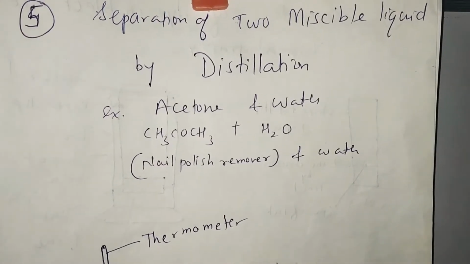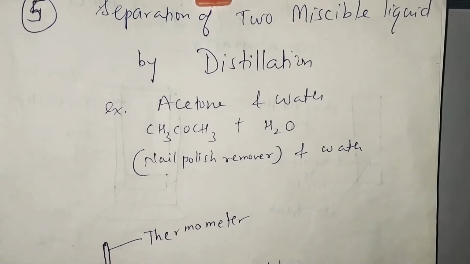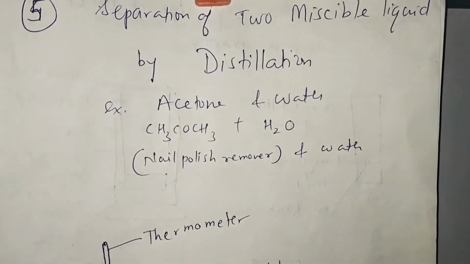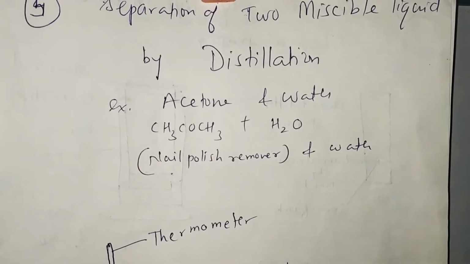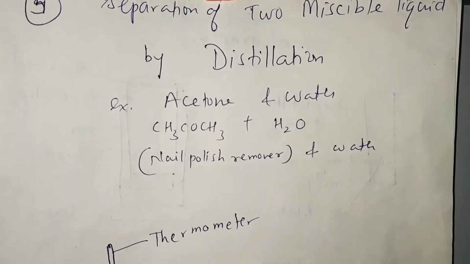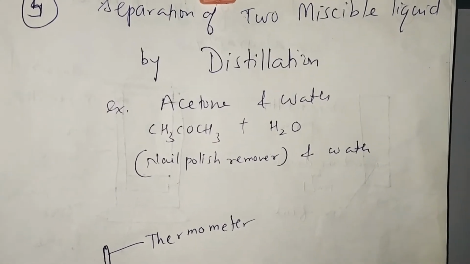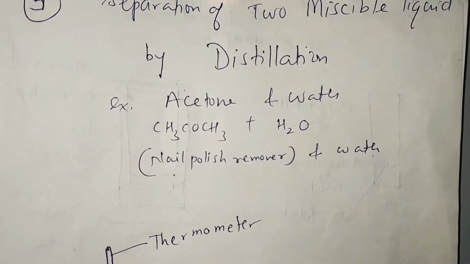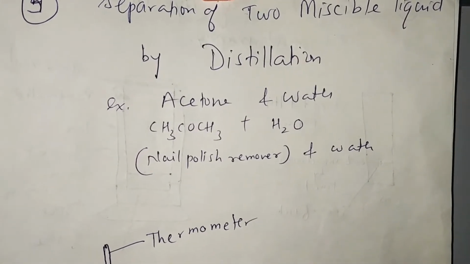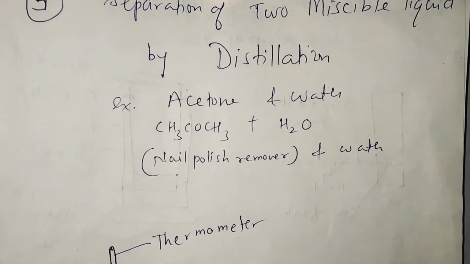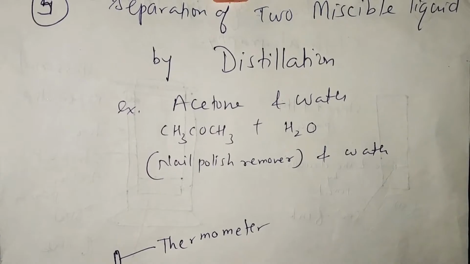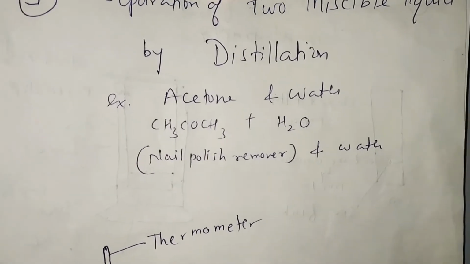Good morning, students. So far we have discussed different separation techniques. Today we are going to talk about separation of two miscible liquids by distillation. Miscible liquids means liquids which get mixed together, like ethanol and water, acetone and water. Let's see. Acetone is like your nail polish remover, and acetone and water are miscible. Now how to separate them?